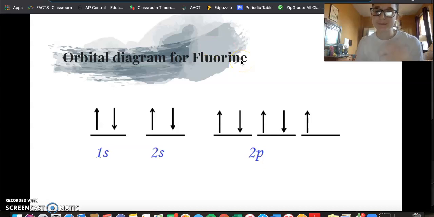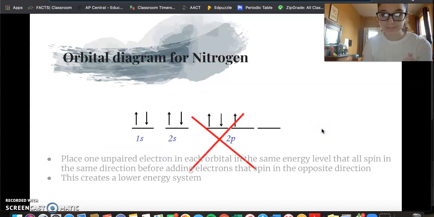So where we left off was the orbital diagram for fluorine. Again, we don't double up till we have to, and just by convention, up arrows are always first. So next we're going to consider nitrogen.